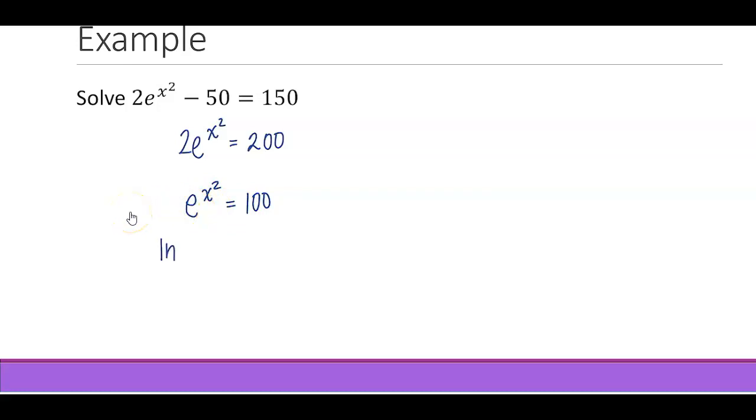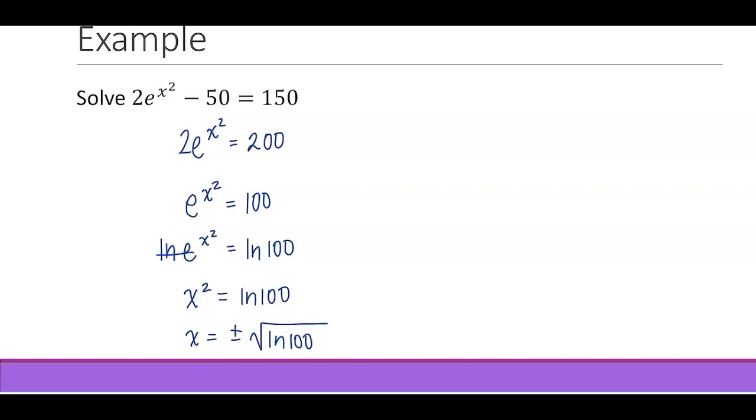So I'm going to take the natural log of e to the x squared equals the natural log of 100. And now natural log and e cancel and give me just x squared equals natural log of 100. So x is equal to plus or minus the square root of the natural log of 100. And there are no domain restrictions, so both of these are my answer, plus or minus the square root of ln of 100. And we can't take the square root of 100. So this is all one quantity that I'm taking the square root of.